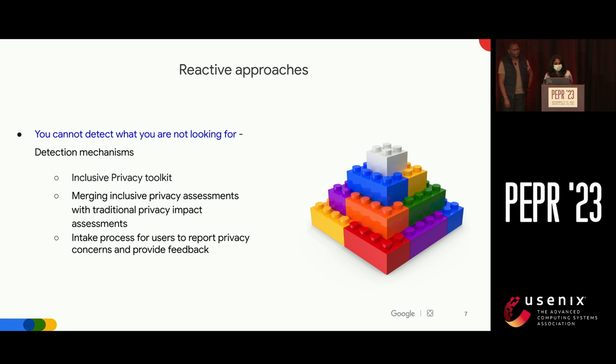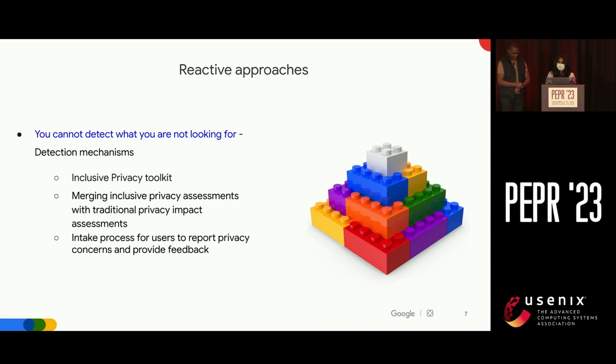Merging your traditional privacy impact assessments with inclusive privacy assessments can help us approach these reviews in a more holistic manner. And most companies also have an intake process for users to report their privacy concerns and provide their feedback. So having the right inclusive champions review these issues pertinent to inclusion and then review user feedback can help establish that feedback loop between the development process and actually receiving the user feedback. And where your products use ML models, companies should ideally test for algorithmic bias.